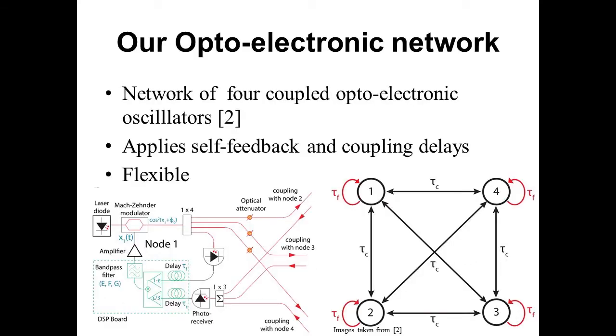So our optoelectronic network. An optoelectronic oscillator is basically a system with a laser that modulates itself with time delays, and that gives chaotic time-delayed dynamics. And so we have a 4-node system. It has self-feedback delays and coupling delays, and we can dynamically remove and add or change the properties of these connections.